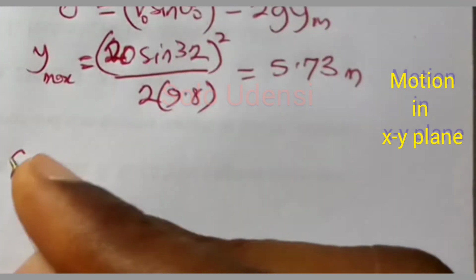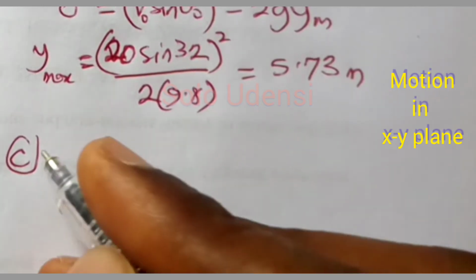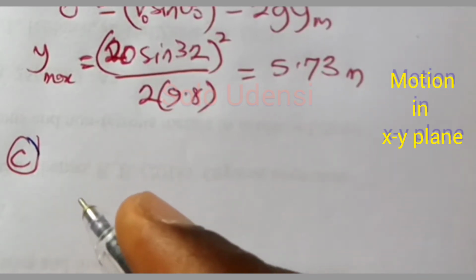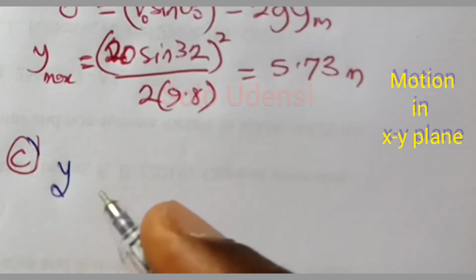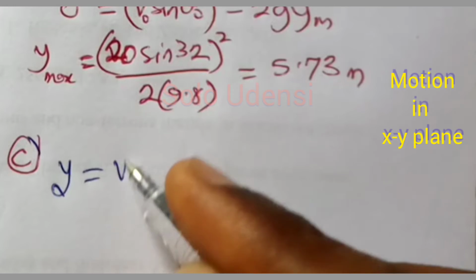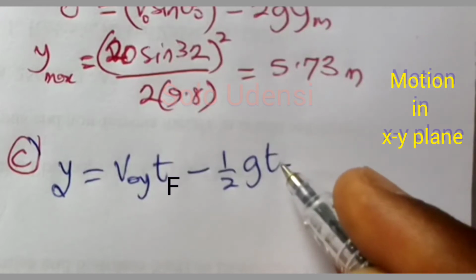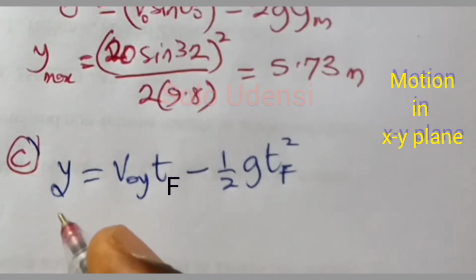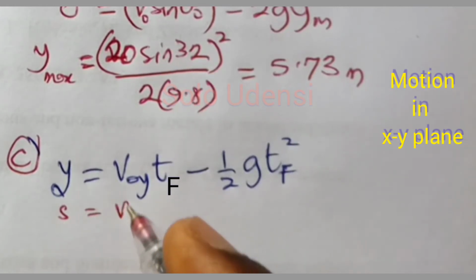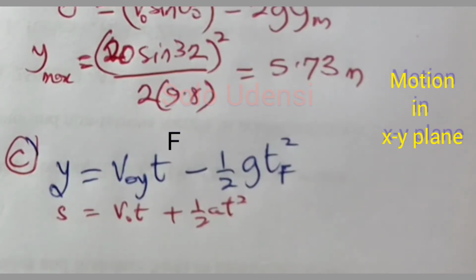Quickly, let us go to the C part of the problem, the total time in the air. The total time in the air will happen when the vertical component of displacement is 0. So y will be 0, which is equal to v naught y t minus half g t f squared. Our t now becomes the time of flight because y is 0, and we got this equation from, of course, s is equal to v naught t plus half a t squared. That's where we got the equation from.